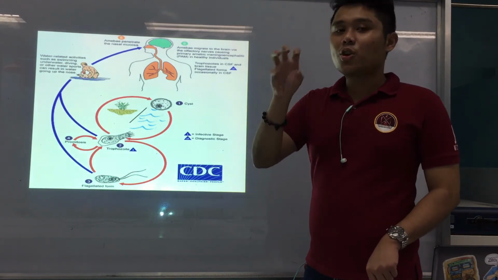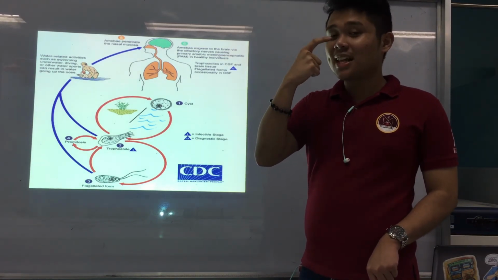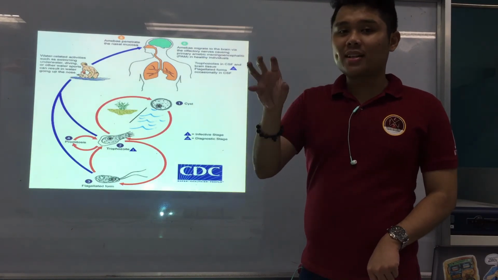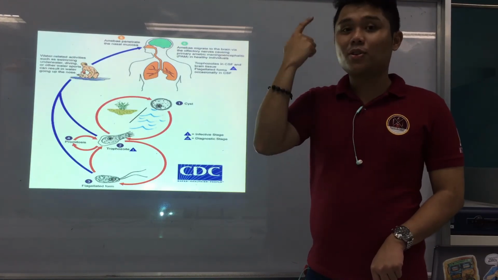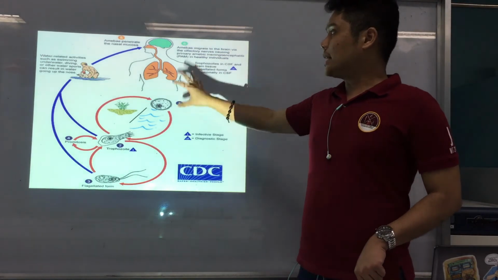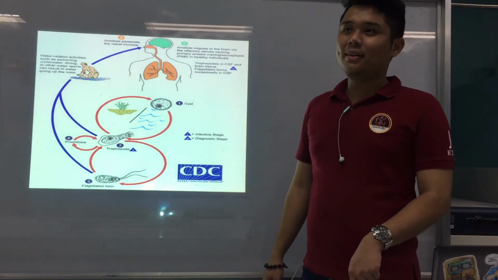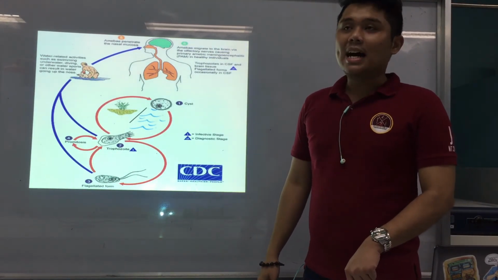So the trophozoite then penetrates your nasal mucosa and then infects the olfactory nerve and then travels to the brain. And usually, this is deadly. Usually the prognosis is not good. It can lead to death.